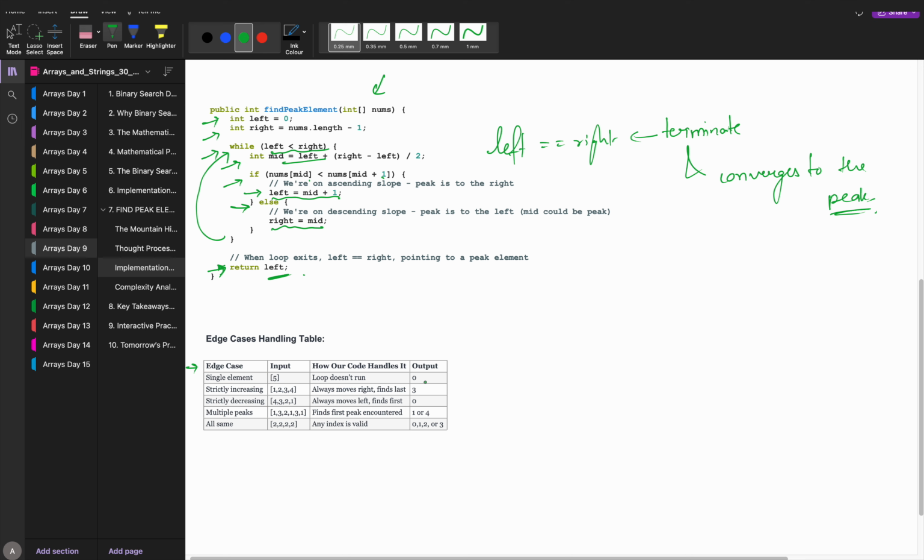So the loop doesn't run, zero ही output हो जाएगा because left is at zero and right is also at zero. Strictly increasing, the last item would be the peak, 3 आ जाएगा. Strictly decreasing, the first item would be the peak. Multiple peaks, either of them; it finds the first peak encountered, whichever is first, and returns that index. All same है, any index is valid, है ना. कोई भी इंडेक्स यहाँ पे वैलिड हो जाएगा क्योंकि कहीं तो जाके कन्वर्ज होकर रुक जाएगा. So that's how.